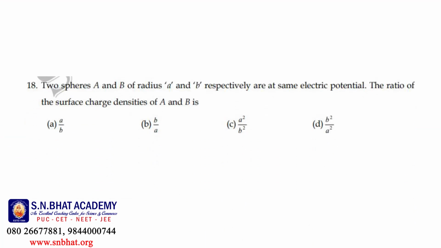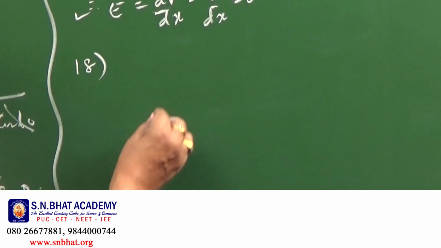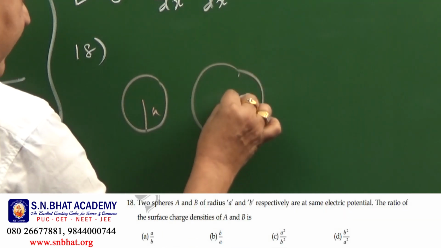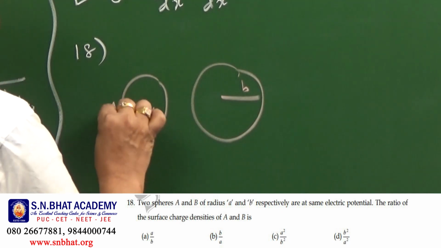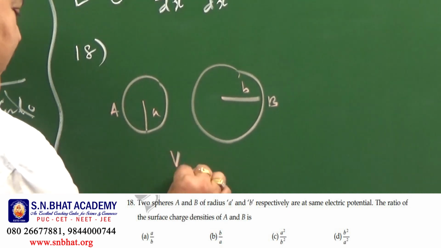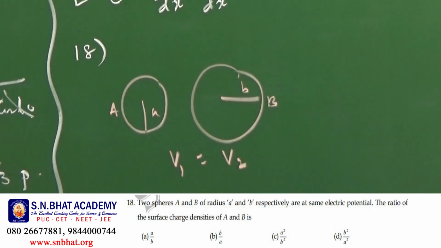Two spheres A and B of radii A and B respectively are at the same electric potential. The ratio of the surface charge density is asked. Here you have two spheres. One is sphere A with radius A, another is a sphere with radius B. What he is saying is they have the same electric potential, so on the surface the potential is the same, V1 equals V2. His question is the ratio of the surface charge density.